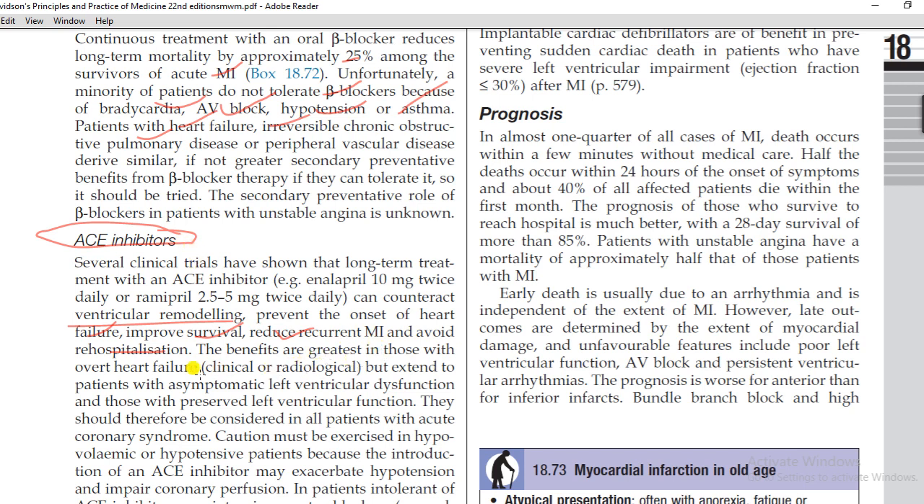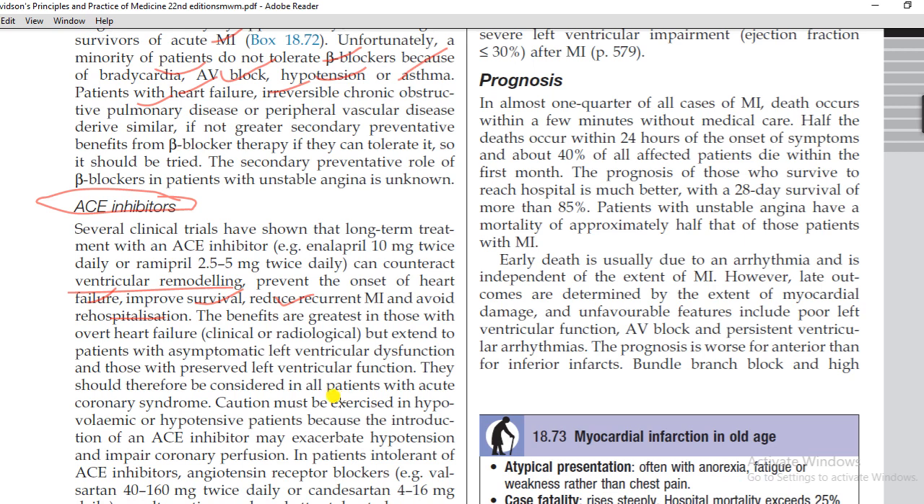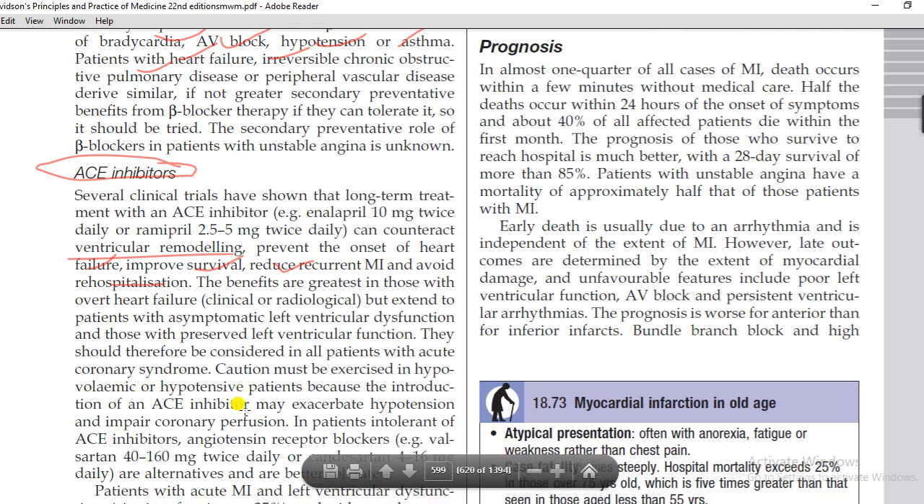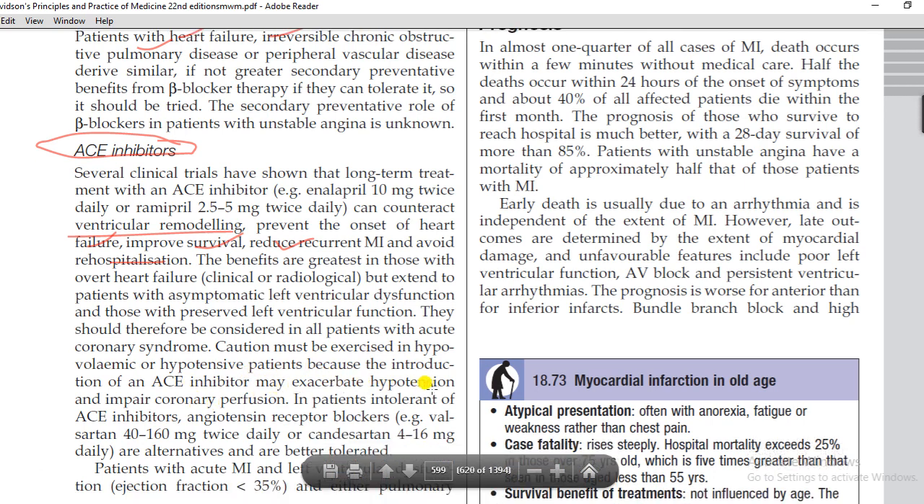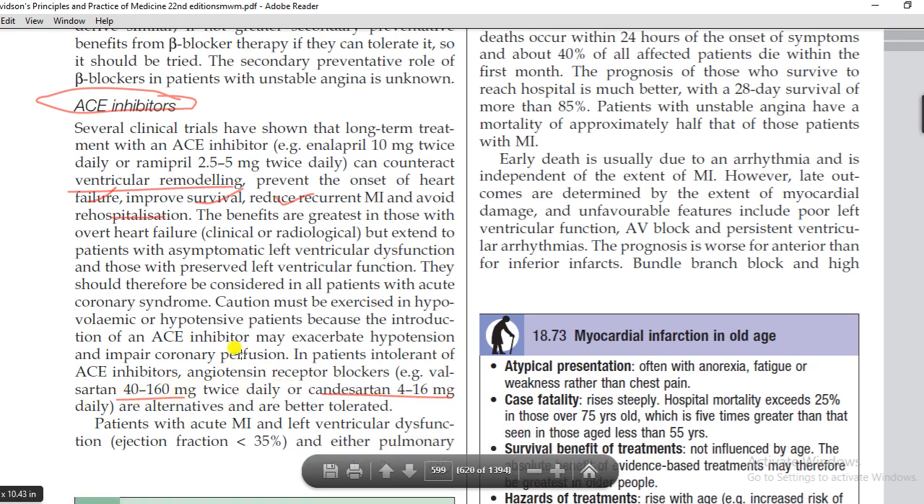The benefits are greater in those with overt heart failure, clinical or radiological, but extend to patients with asymptomatic left ventricular dysfunction and those with preserved left ventricular function. This should therefore be considered in all patients with acute coronary syndrome. Caution must be exercised in hypovolemic or hypotensive patients because the introduction of an ACE inhibitor may exacerbate hypotension and impair coronary perfusion. In patients intolerant of ACE inhibitors, angiotensin receptor blockers such as valsartan, candesartan, or losartan are alternatives and are well tolerated.